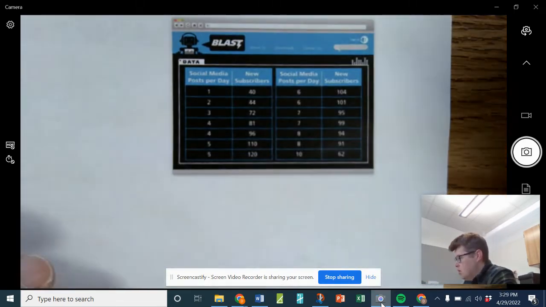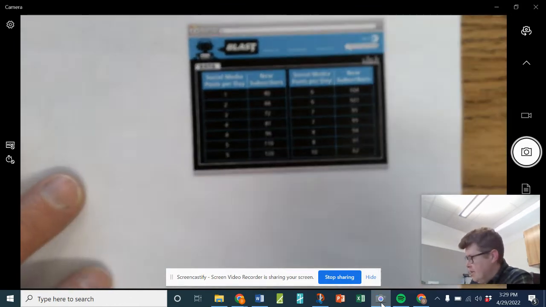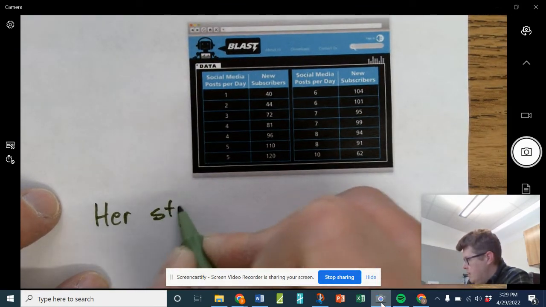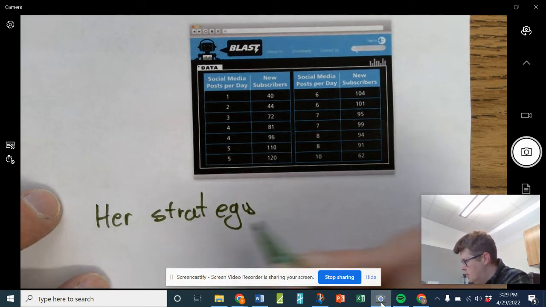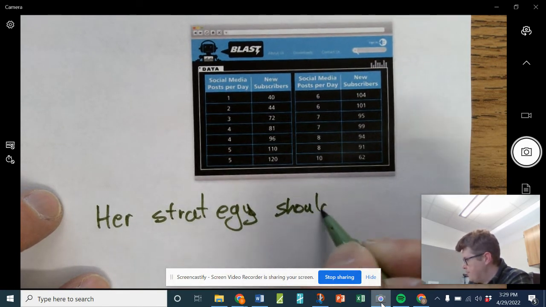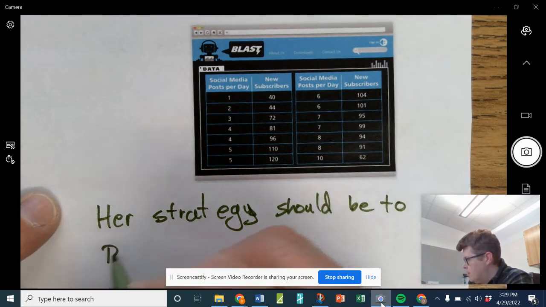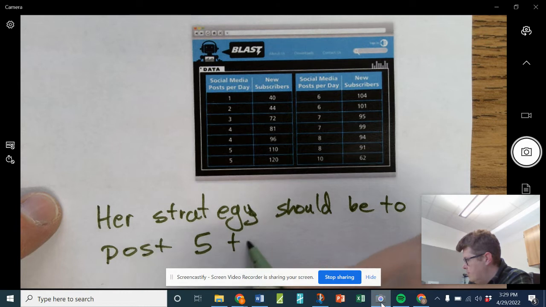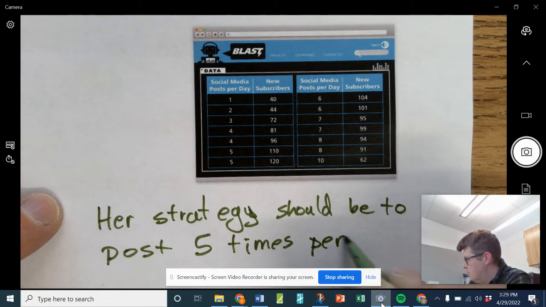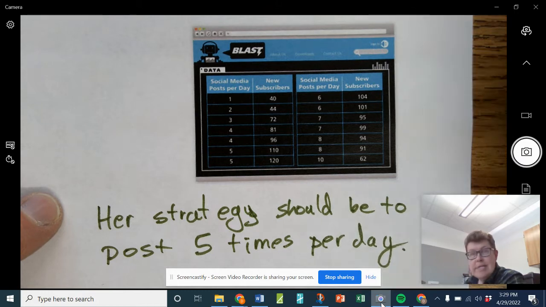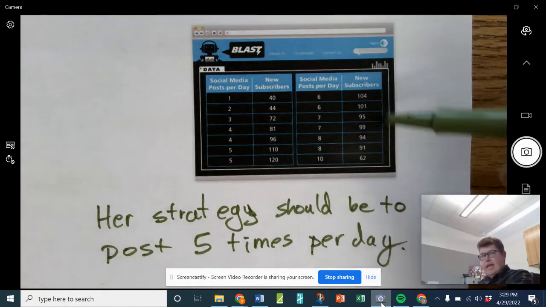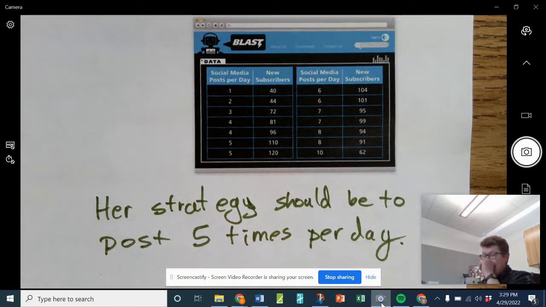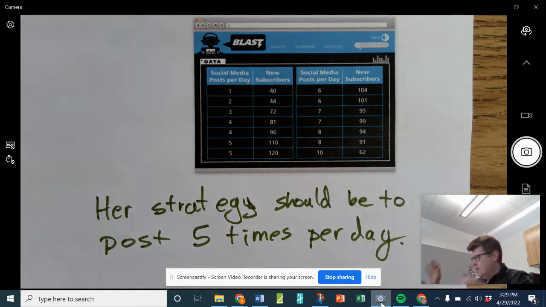So what should Luciana's strategy be for the new campaign? Well, pretty simple, just based on the data. Her strategy should be to post 5 times per day. It can be as simple as that. Just based on the data she gets, this is what it's telling her to do. So statistics can be very useful in a real world sense, because people use statistics all the time to predict trends, and basically to tell the future.